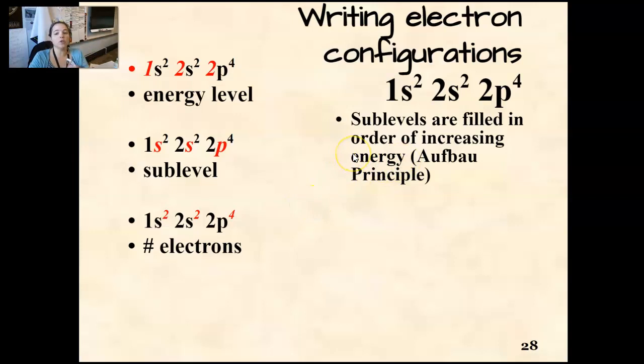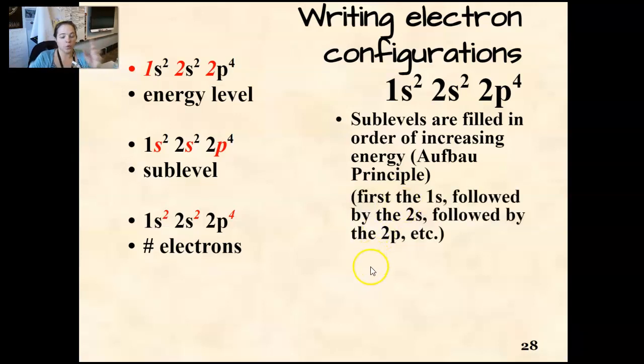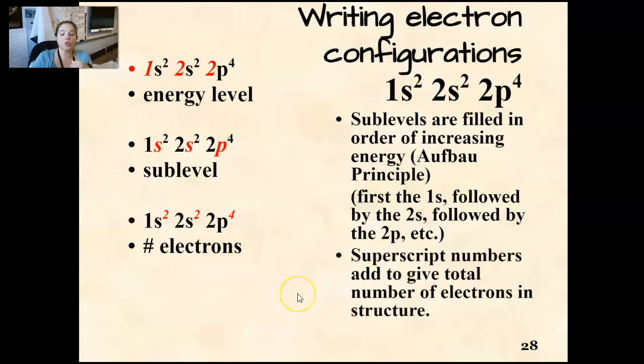So sub-levels are filled in order of increasing energy. This is just the Aufbau principle. Sorry, I have a problem saying that. The Aufbau principle. You've got to go in order. So first the 1s, followed by the 2s, followed by the 2p, and so on and so forth. Superscript numbers add to give the total number of electrons in the structure. So these numbers are the electrons, right?